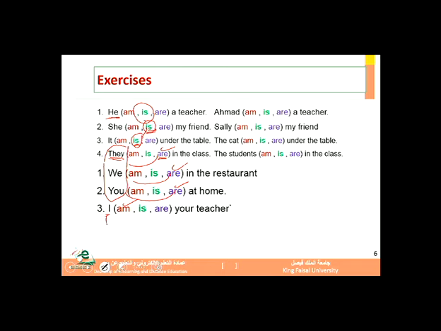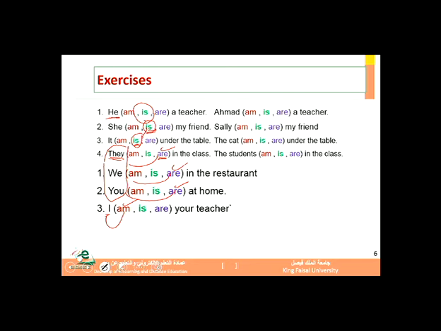Only I will take am. So I am, he is, she is, they are, we are, and you are. Another group of examples. Now if you pay attention here, the pronoun is replaced by another noun.